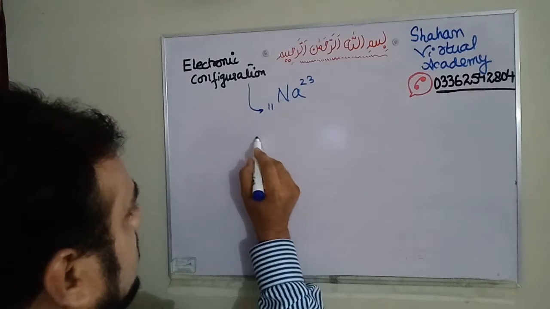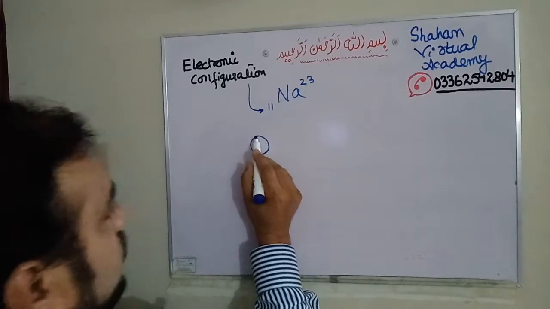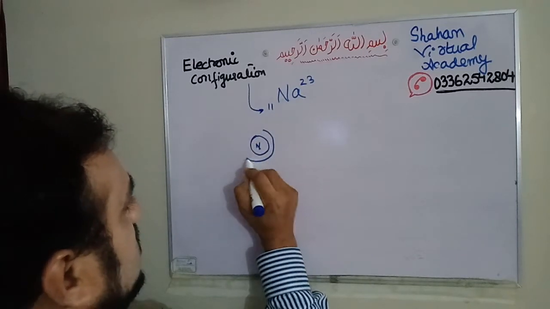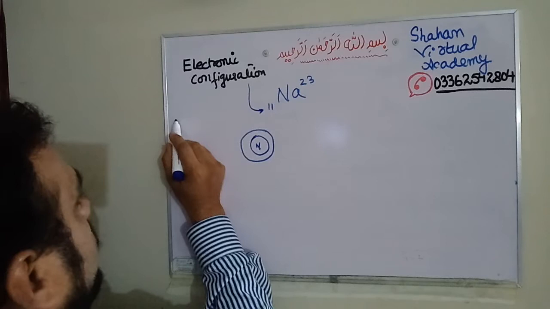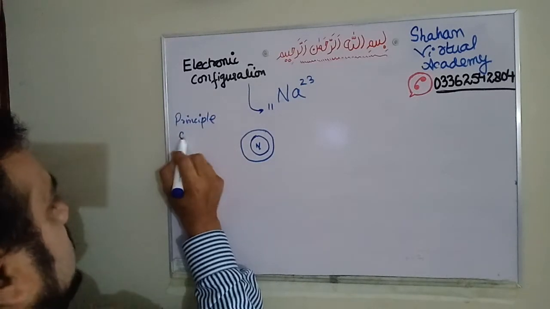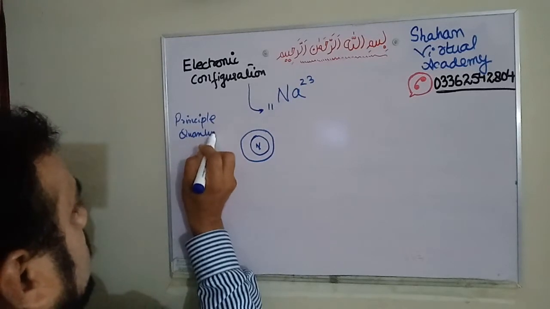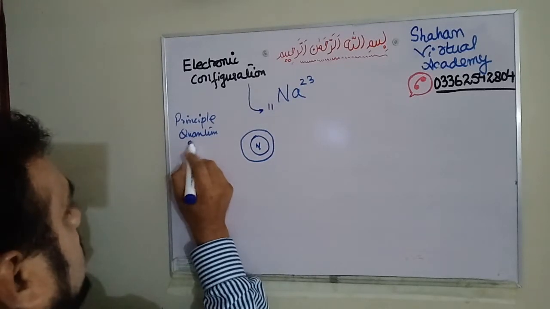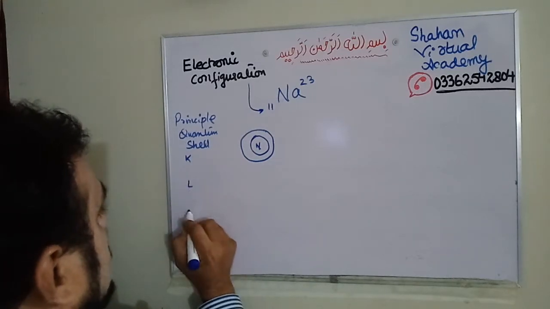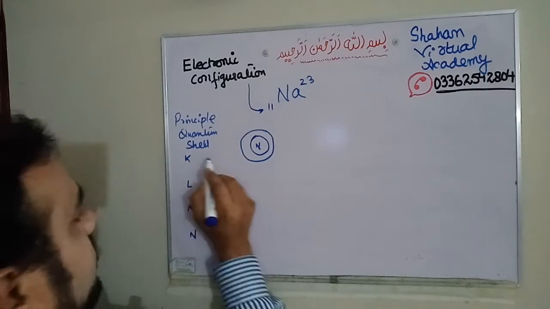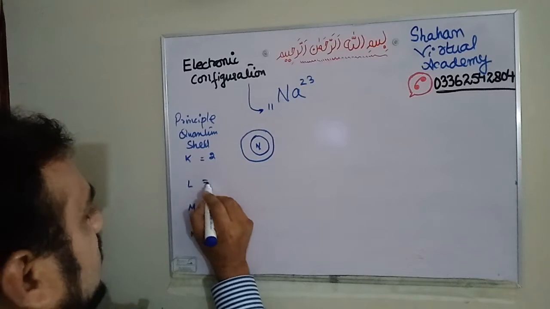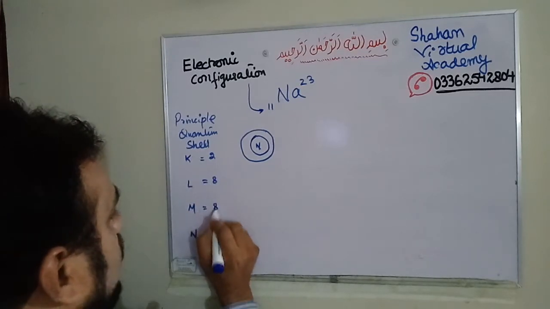Its first shell should be your K shell. Basically, this is the principal quantum shell. The principal quantum shells are K, L, M, and N. In the K shell there's only capacity of 2 electrons to be filled, and then 8 and so on.